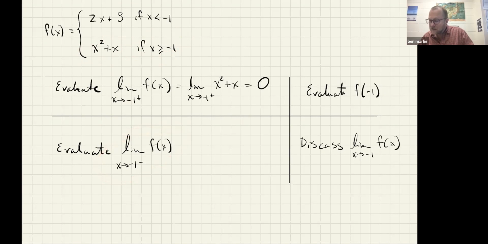Okay. Then for the other one, we get the limit as x goes to -1 from the left. And that means that we have x's that are a little bit less than -1. And so we're allowed to use the formula 2x plus 3. So limit x goes to -1 from the left, 2x plus 3. Okay. And now I'm going to plug in the -1 and end up with just -2 plus 3 and get 1. Boom, that's your limit from the left.